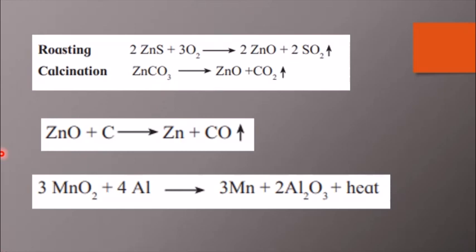Now it is not necessary that carbon should always be used as the reducing agent to remove the metal. We can use other things also, like we can use sodium, we can use calcium, we can use aluminium.